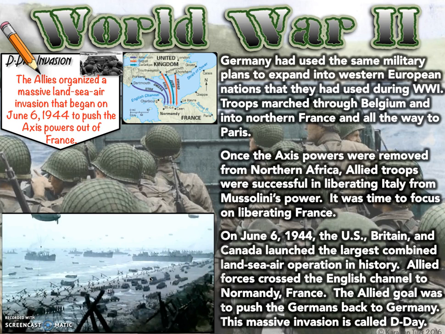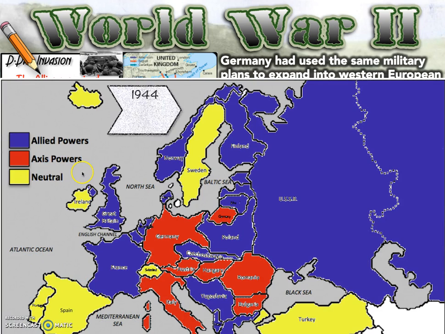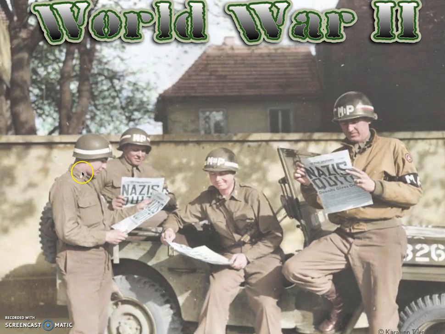So the Allies organized a massive land, sea, air invasion that began June 6, 1944, to push the Axis powers out of France. The United States sent our troops to both Omaha and Utah Beach on the coast of France, which this northern part of France is Normandy. So 1944, here's D-Day. Would you put a star on your map to show where that took place? This 1944 is the D-Day invasion of France.